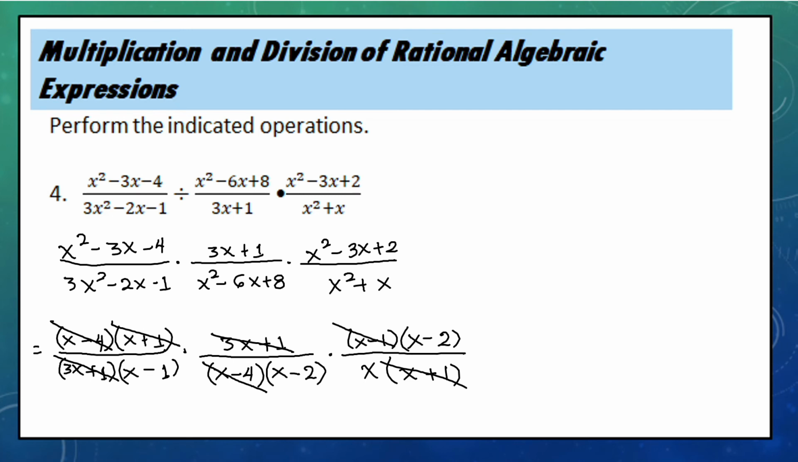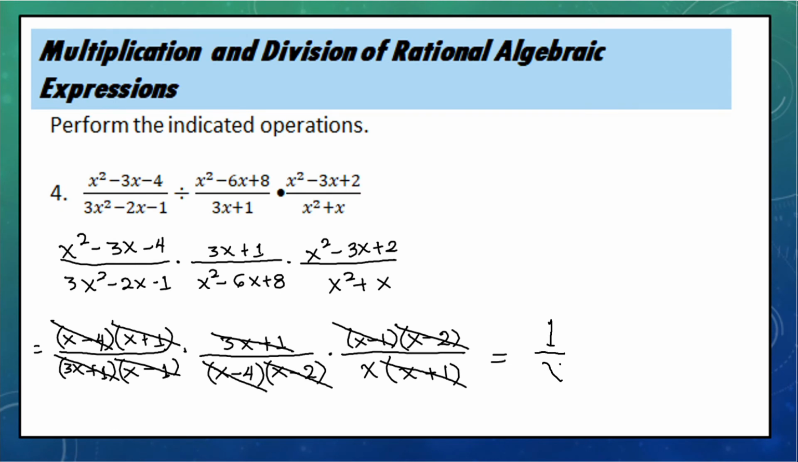And then x minus 1 can be cancelled with x minus 1. And x minus 2, there's another one, can be cancelled with x minus 2. The answer will be 1 over x.